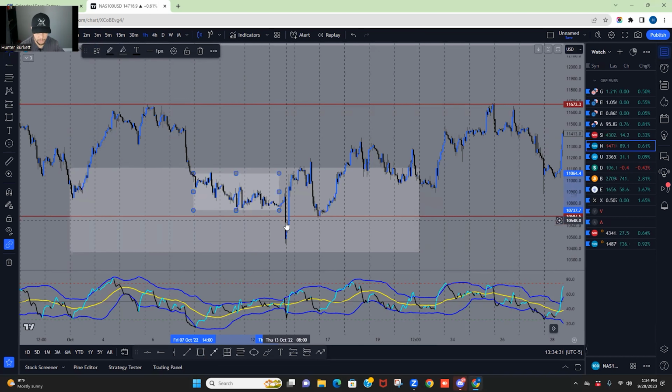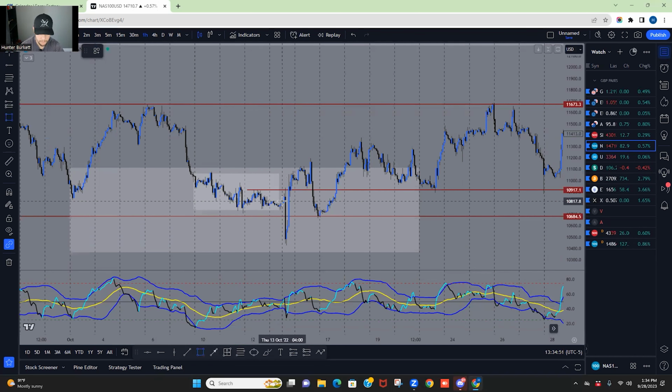Look at this news driver. This news driver sweeps liquidity, displaces back up. What do we want to see? Okay, you can see a break of structure. The very next day, we return into what? Here's your breaker.